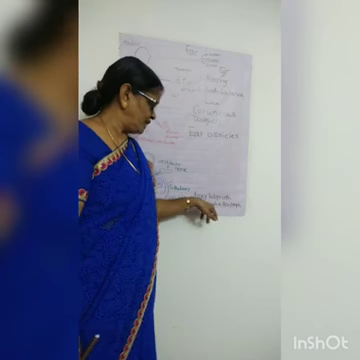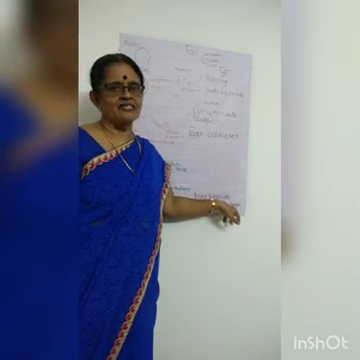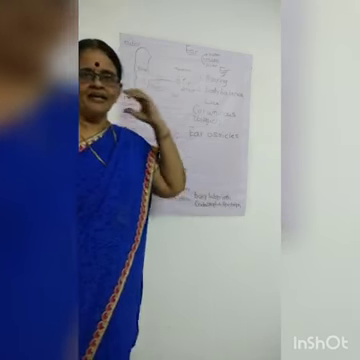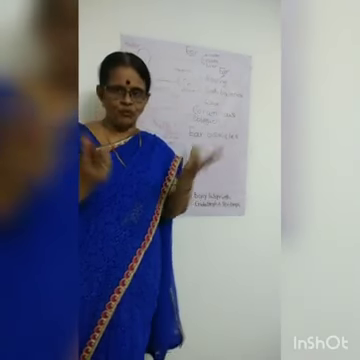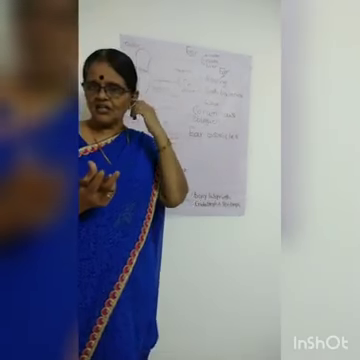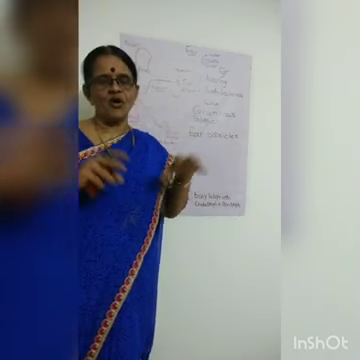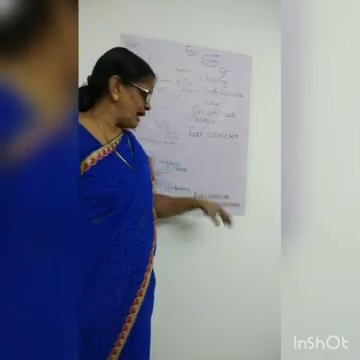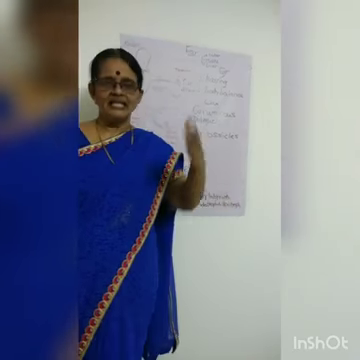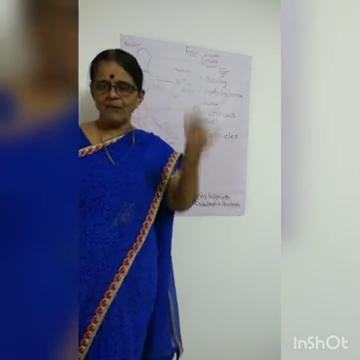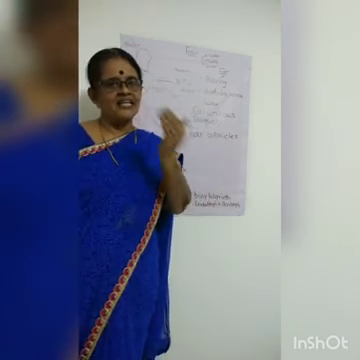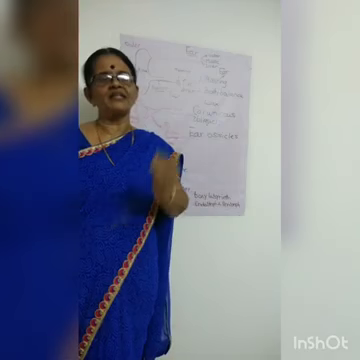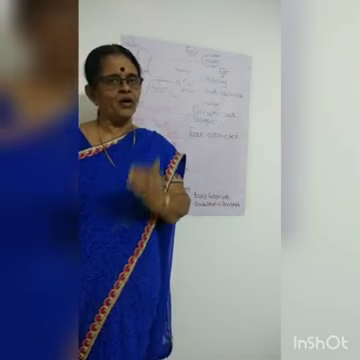P-E-R-I-L-Y-M-P-H. So we have the endolymph as well as the perilymph, and the inner ear is kept in a bony cavity. That's a continuation of your skull that is called bony labyrinth. And this bony labyrinth internally has the membranous labyrinth. And inside the membranous labyrinth, there is a fluid called endolymph.